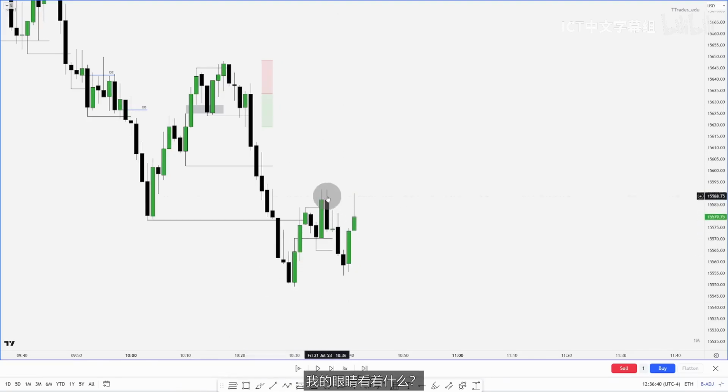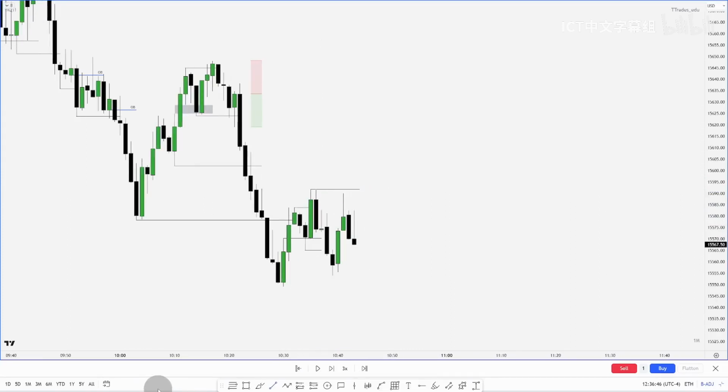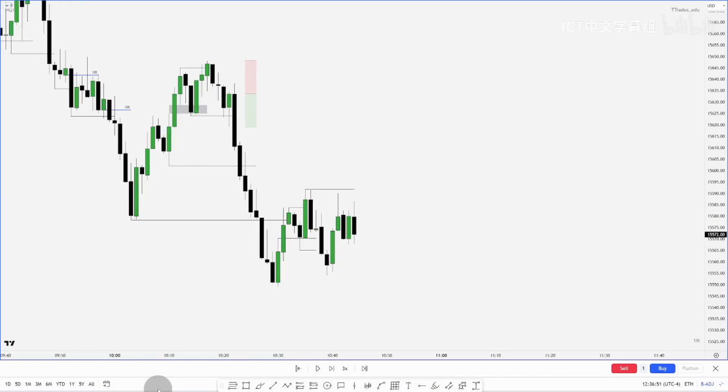So where is my eyes looking at? These highs now. We respect the fair value gap. Let's see. We do. So now I want to see this high.